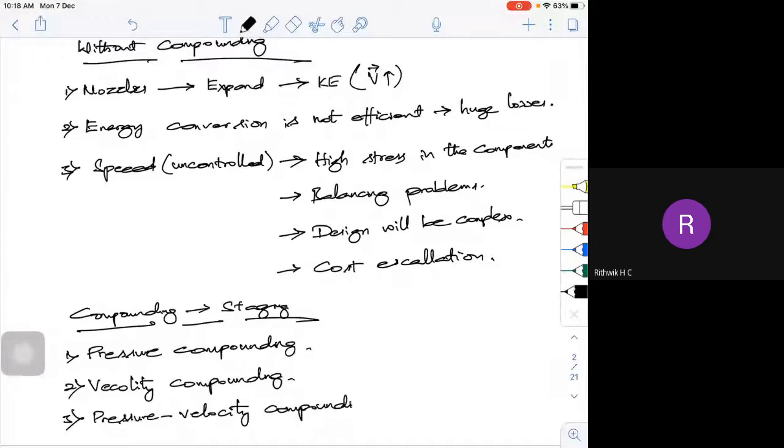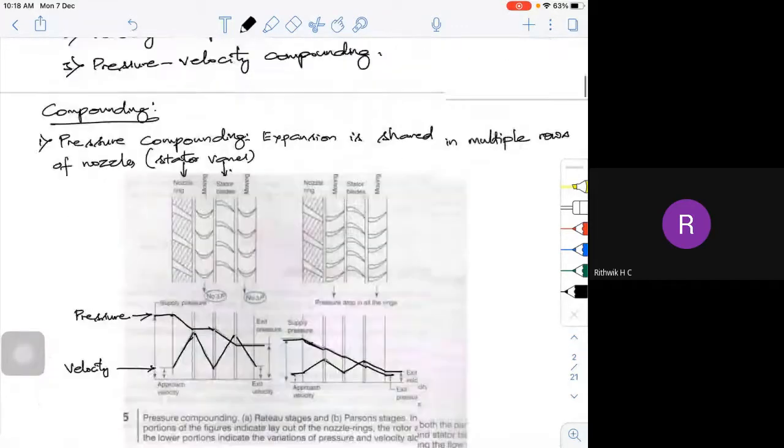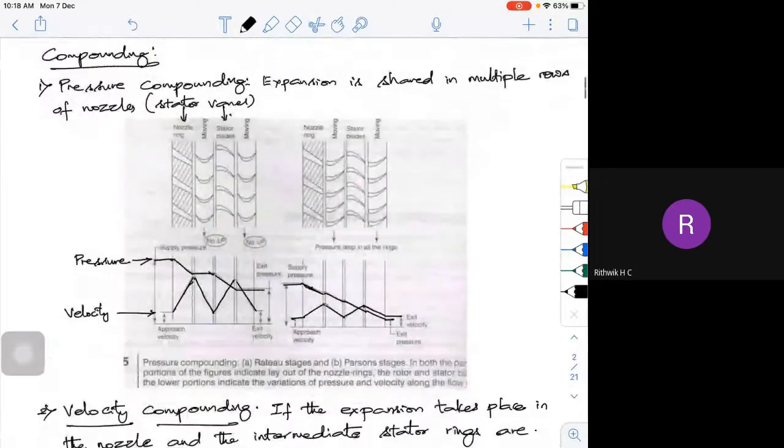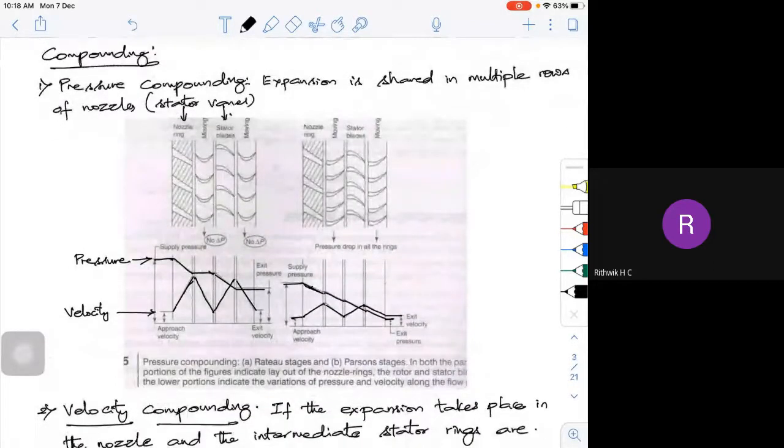We have three types: pressure compounding, velocity compounding, and the third one is called pressure-velocity compounding. These are the three methods of compounding. I will try to show you the sketches. What is it actually? Now, when we speak of pressure compounding, if you closely observe, look at the sketches actually.